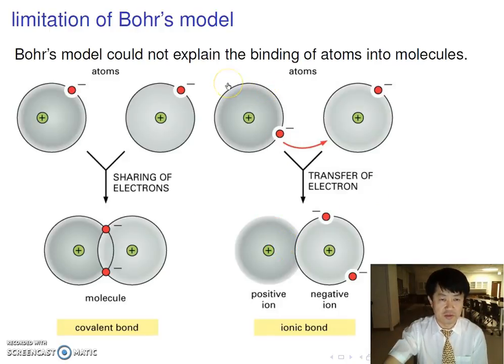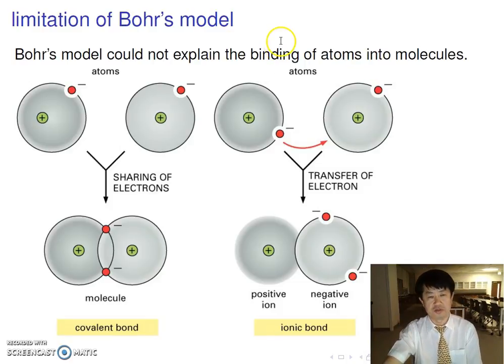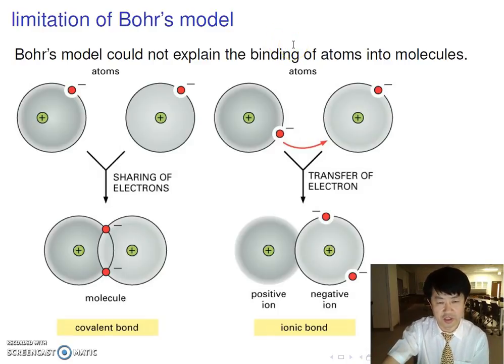Bohr's model is very good, but it has limitations because it could not explain the bonding of atoms into molecules, like covalent bonding or ionic bonding. However, Bohr's model is very important as the beginning of quantum mechanics.